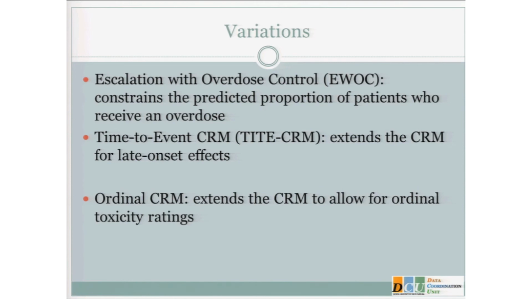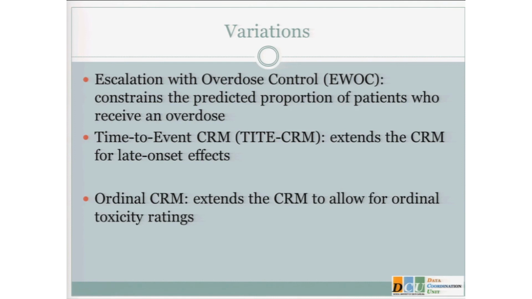But there have been other variations as well. Escalation with overdose control may not be as relevant to you all in this field, but it is essentially a CRM that constrains the proportion of patients who receive an overdose to some acceptable number. There is also the time to event CRM, which extends the CRM for late onset effects. So what does that mean? If I have to wait for every 3 subjects to experience an outcome, and the outcome is at 90 days, let's say, I don't want to stop enrollment from the time my 3rd subject is enrolled until that 90-day follow-up is available, right? So let's say it's a relatively slow enrolling trial.